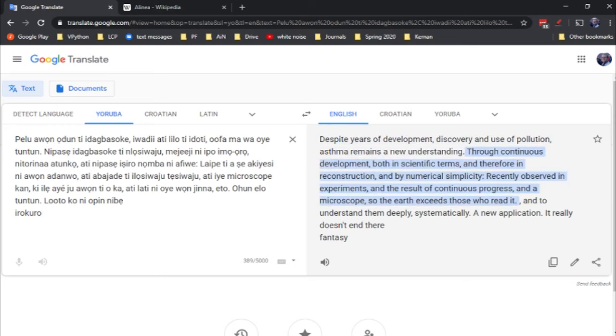Through continuous development, both in the scientific terms and therefore in reconstruction, and by numerical simplicity, recently observed in experiments and the result of continuous progress and a microscope, so the Earth exceeds those who read it, and to understand them deeply, systematically. A new application. It really doesn't end there. Fantasy. Well, it does really end there.